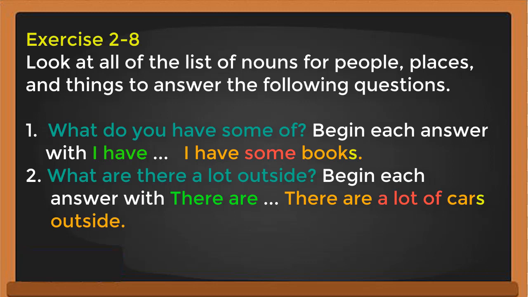What are there a lot of outside? What things are there a lot of outside your house, maybe? So you answer, there are a lot of cars outside. So there are a lot of cars there. Don't forget to add s with the nouns. If you use some or a lot of, you have to use s for the noun.